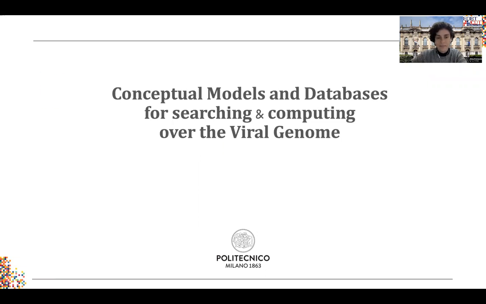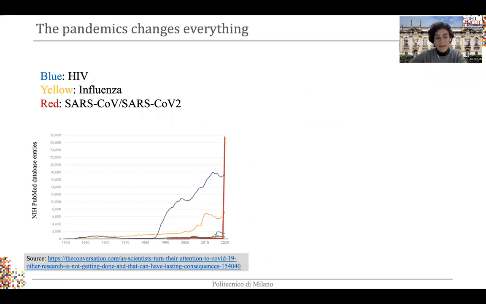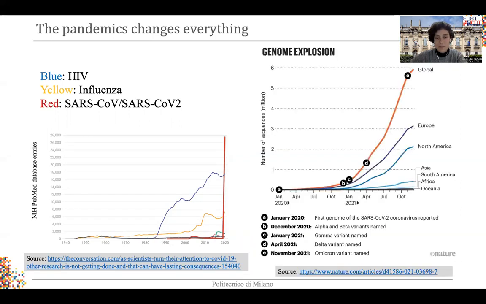First of all, let me say that there has been a growing, incredibly high interest in the literature of SARS-CoV and SARS-CoV-2. Here you see that this peak in red is the number of PubMed database entries regarding SARS-CoV and SARS-CoV-2, compared to other works on HIV in blue and influenza in yellow. So only in 2020 there was a peak of incredible dimension.